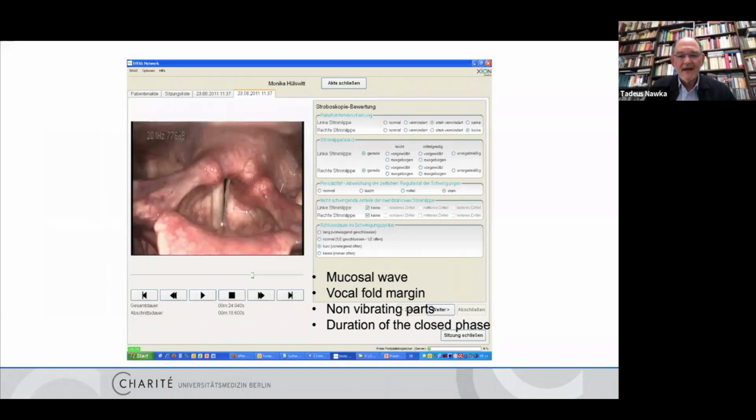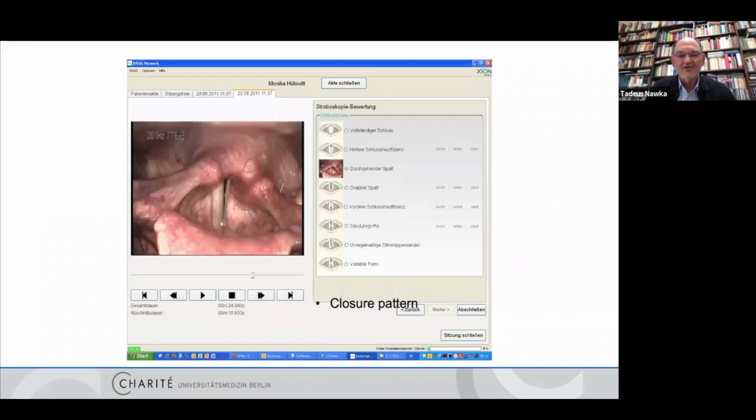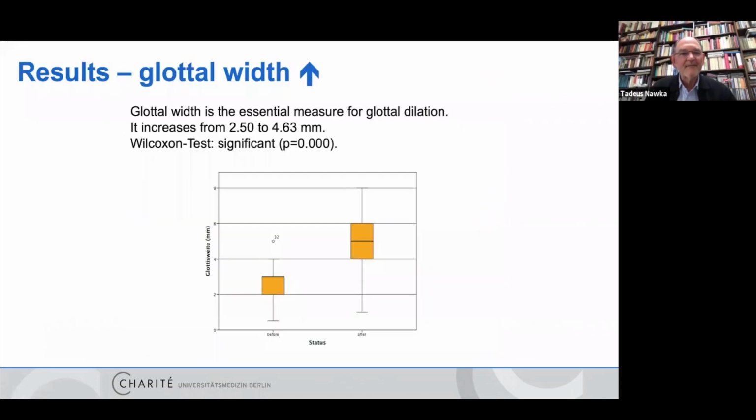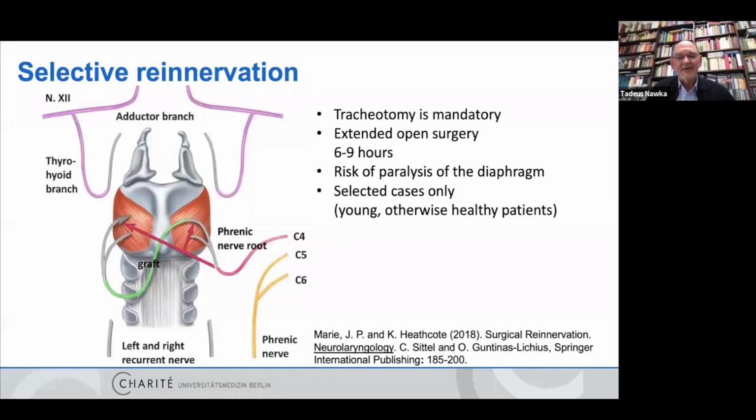And here you still see the evaluation of the video stroboscopy, where we evaluate the mucosal wave, the vocal fold margin, the non-vibrating parts, and the duration of the closed phase. And the closure pattern is also important. And I would like to show you shortly the results. The glottal width has improved.